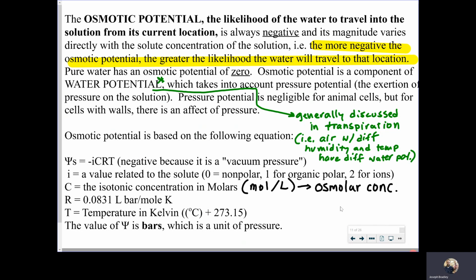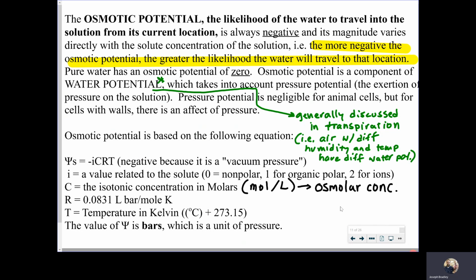Osmotic potential is a component of water potential. Water potential takes into account pressure potential, which is the exertion of pressure on the solution, but usually we consider that negligible in animal cells because the pressure on either side of a cell, outside and inside, are usually equal. So therefore, solute is going to be the thing that makes up that.